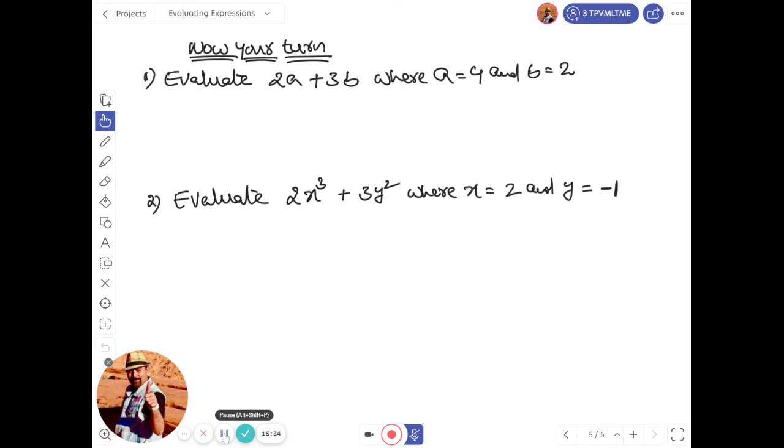So now it's your turn to solve these two questions. Please pause the video. Again, a quick reminder that whatever the value of A, you may plug in here, and whatever the value of B, those values are to be taken and just plugged in here, and don't be in a hurry. You may pause the video for a while, solve these two, and then check your answers.